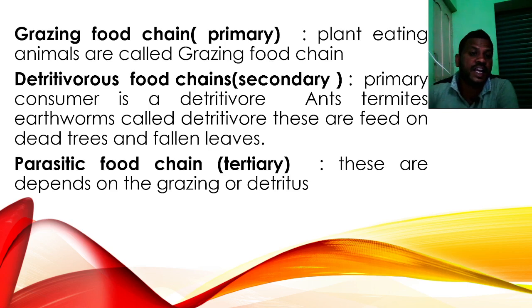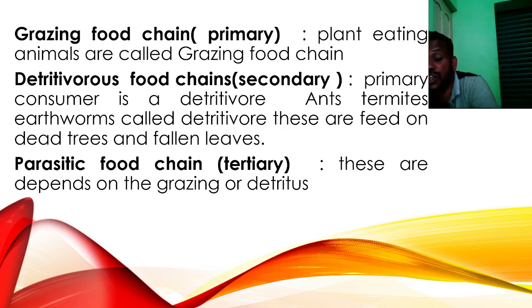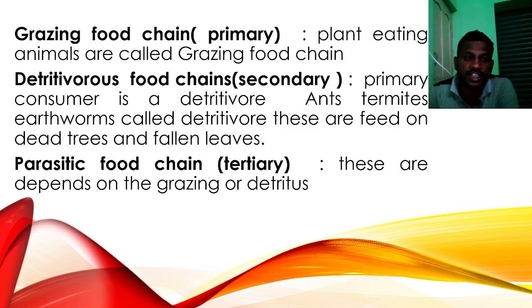First one is the grazing food chain, in which plant-eating animals are involved. It means the animals which consume grass or green plants come under the grazing food chain. You can take the rabbit, the buffalo, the ox, and the deer in the forest; these all come under the grazing food chain. Why? Because they depend upon the green plants for their food.